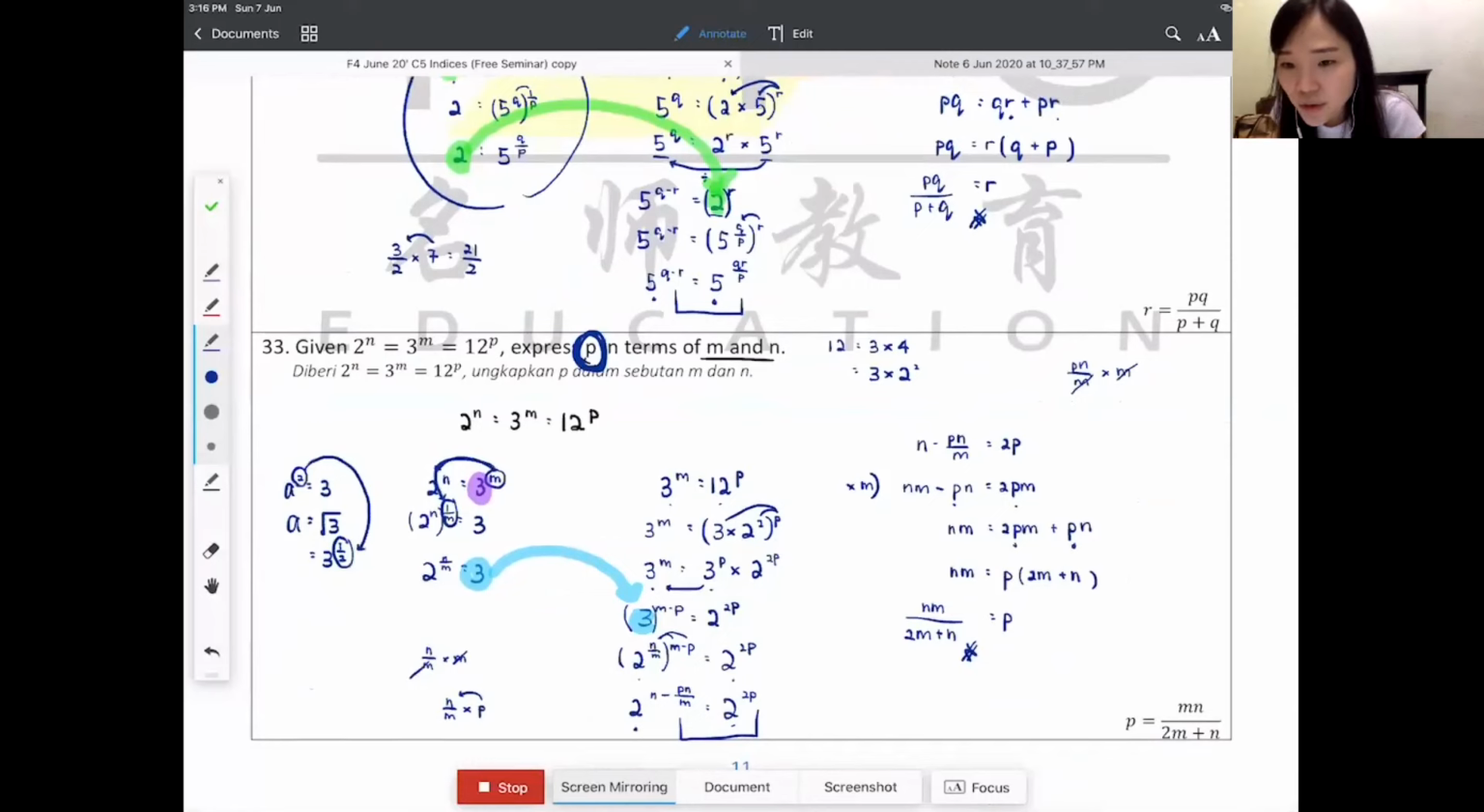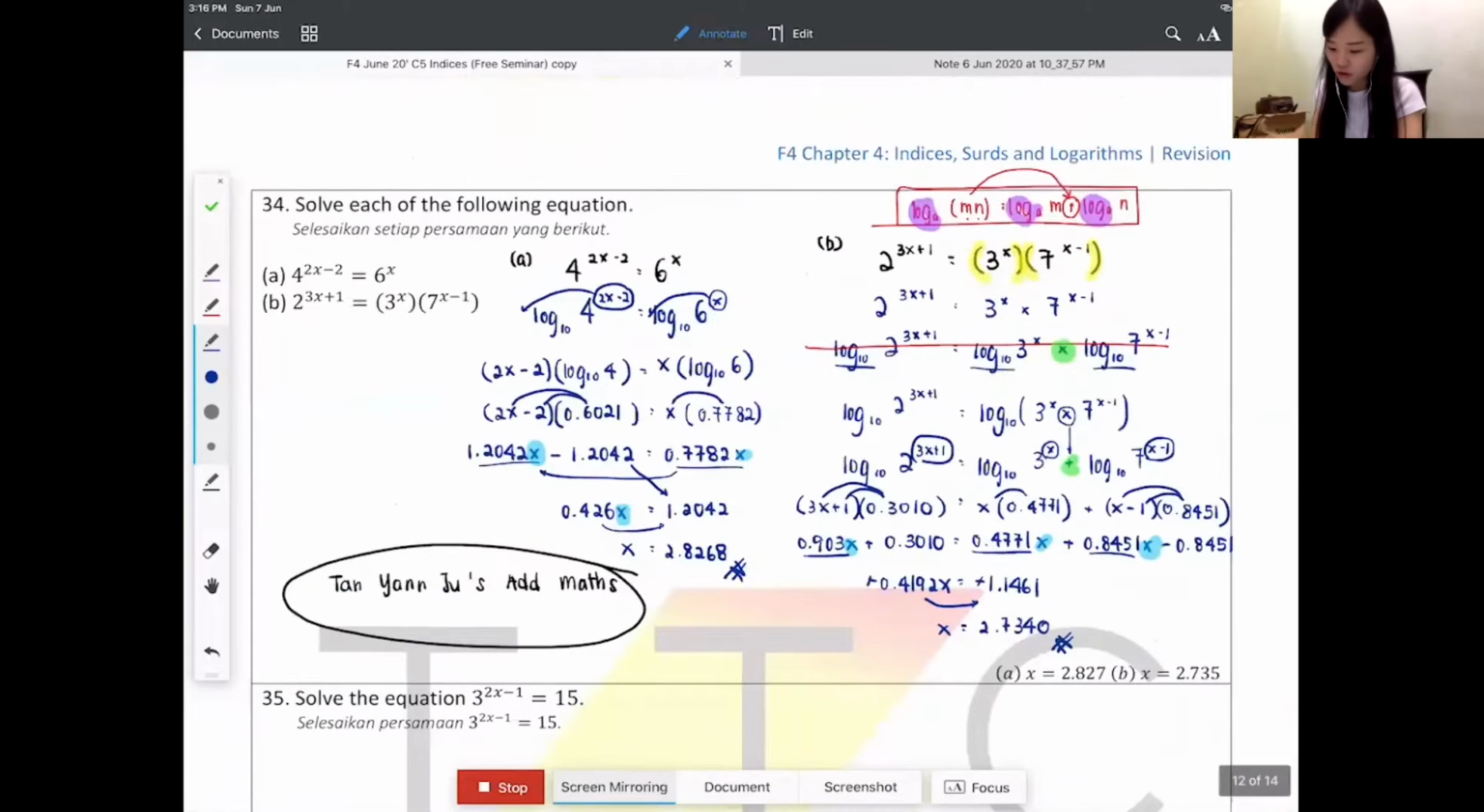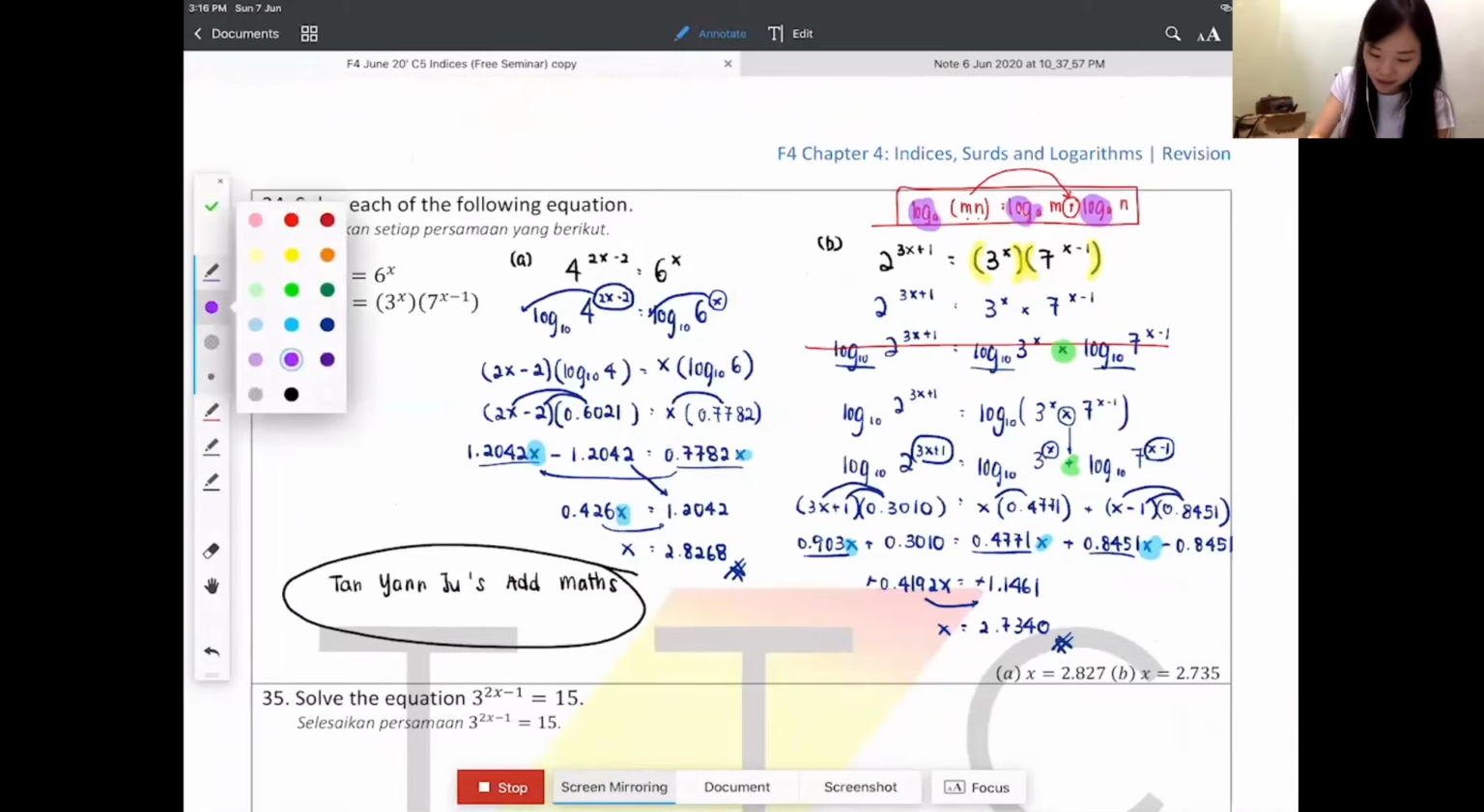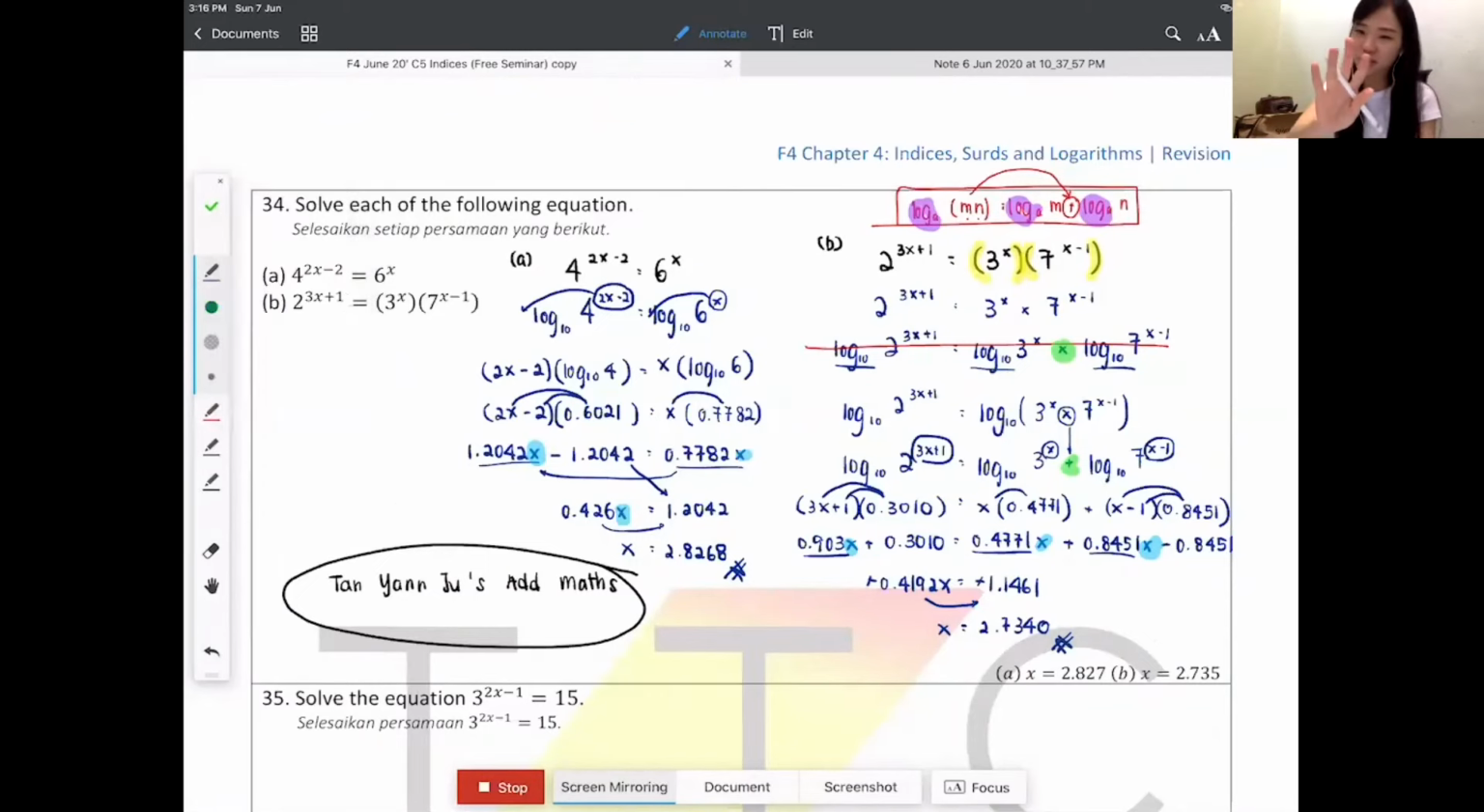Teacher, from 34, why did the times become plus again? 34. Question 34. Why the times? Oh. Yixuan, because, is it Yixuan? No, Amanda, because the formula. Because formula, not because I created, okay?